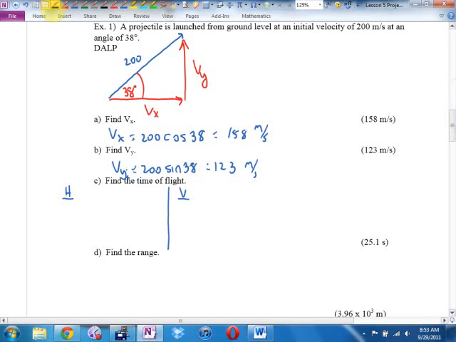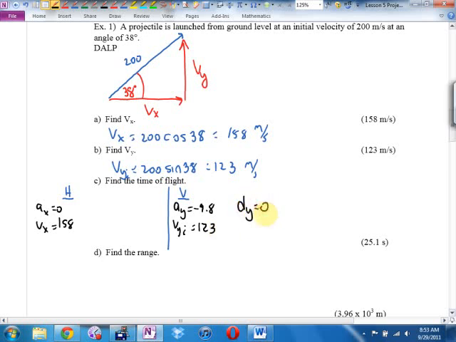So I know ax is 0, ay is negative 9.8. I know that Vx is 158. I know that Vy initial is 123. How many pieces of information do I have under horizontal? 2. How many pieces of information do I have under vertical? I can't solve it. There has to be something else, and there is. What else do I know? I know something else about vertical. What's my displacement? Since I'm starting and ending up at the same height, I know that that's 0.